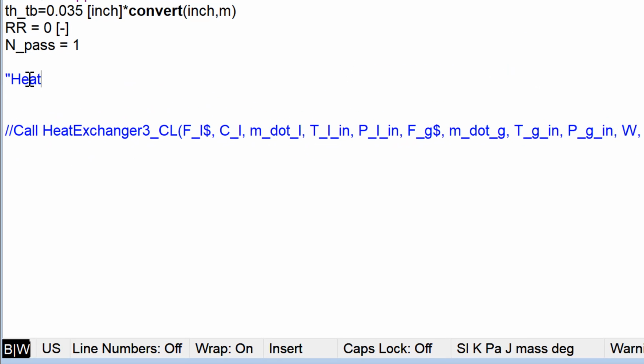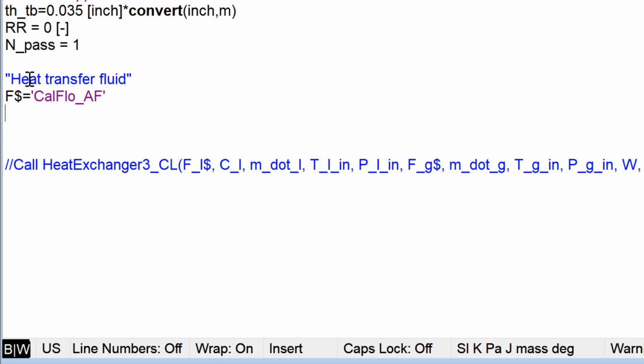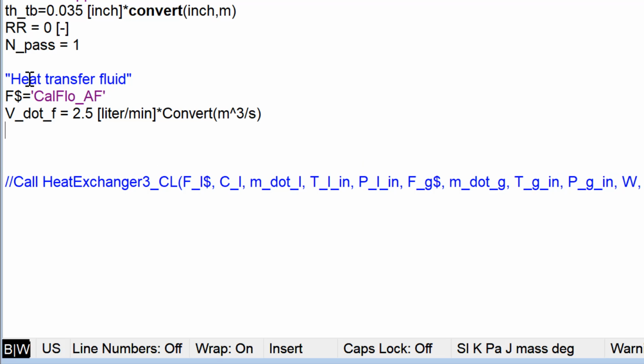Some information about the fluid loop. So let's just say heat transfer fluid. And one thing is, what's the type of heat transfer fluid? There's hundreds, literally, of heat transfer fluids in these. Let's just choose CalFlow AF. And then we will need the volumetric flow rate that it's being pumped at. So I don't know, maybe 2.5 liters per minute. We'll have to convert that to meters cubed per second. And yeah, the mass flow rate.